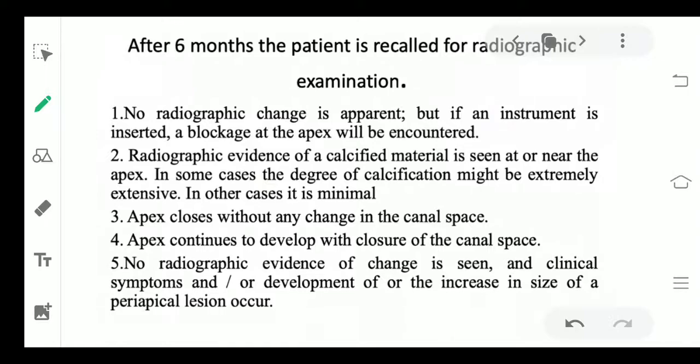Now after 6 months you call the patient, take the radiographic examination, and now you feel that everything is closed. The apex has closed without any change in the canal space, which means that now the apex is closed and there is no infection in the canal space. Then you can continue further with your treatment.